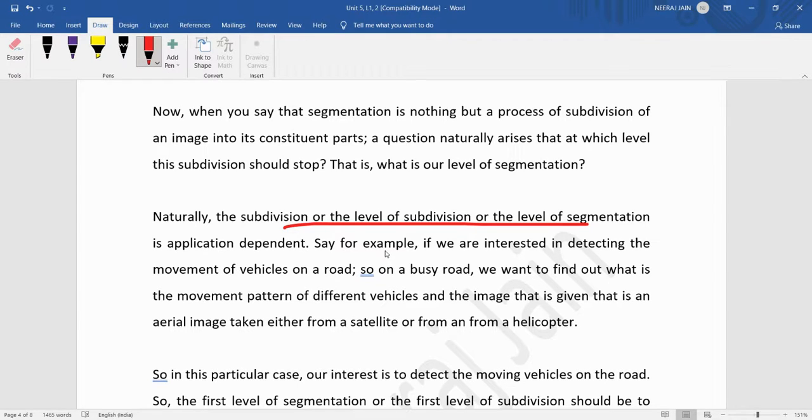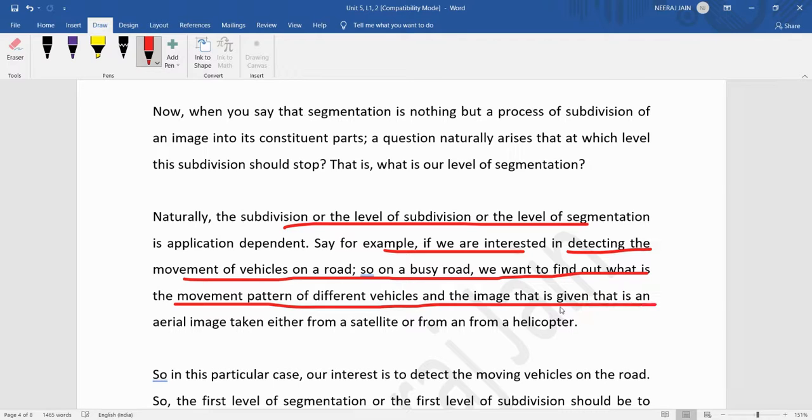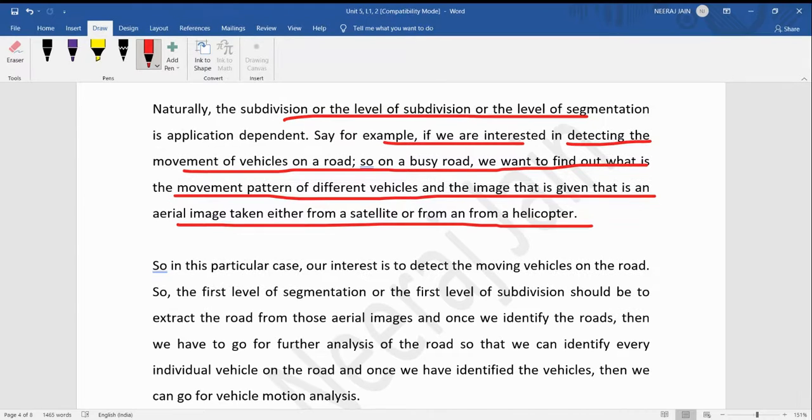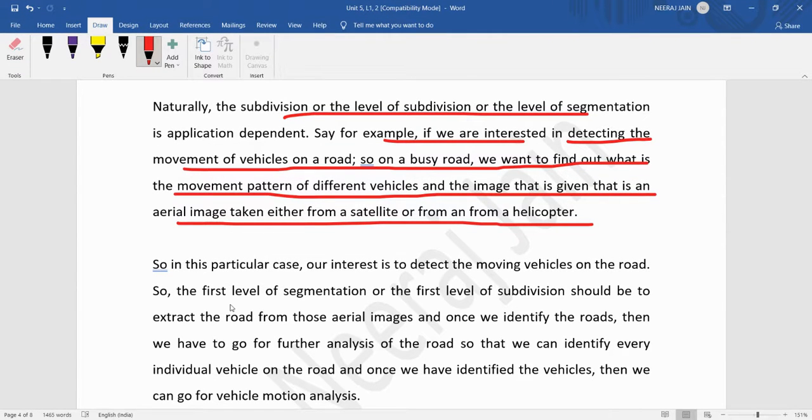Suppose we take an example: we are interested in detecting the movement of vehicles on a road. On a busy road, we want to find out the movement or pattern of the different vehicles, and the given image is an aerial image taken either from a satellite or from a helicopter. Because if we want to study a city, it is not possible to photograph the whole city, so we take an aerial image. Then we monitor this image, which is subdivided, and there are several things available in it.